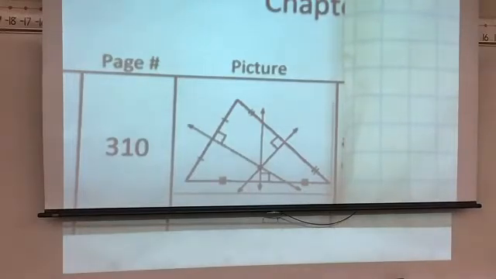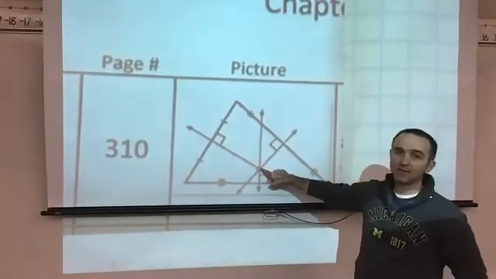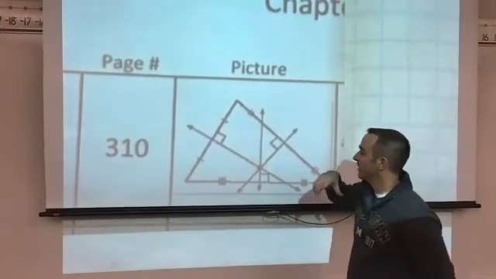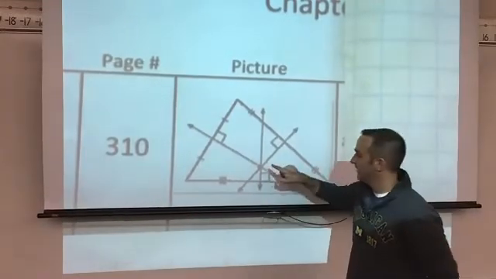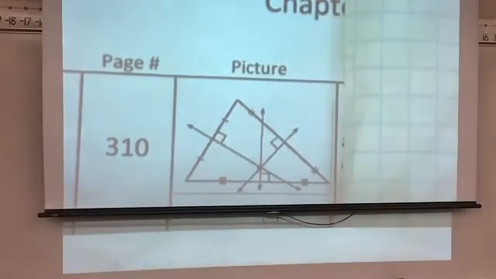All right, with our perpendicular bisectors here, we see that they are concurrent. They cross at one point. That was the definition of concurrent: three lines that cross at one point. And then we have a point of concurrency, the point where all three cross. We'll get to what that's called in a second.